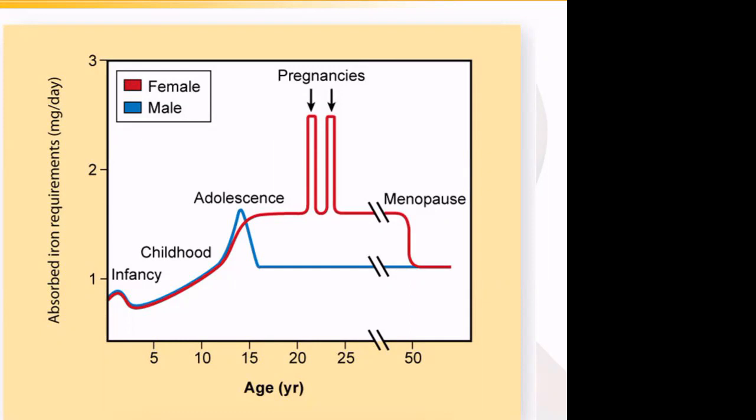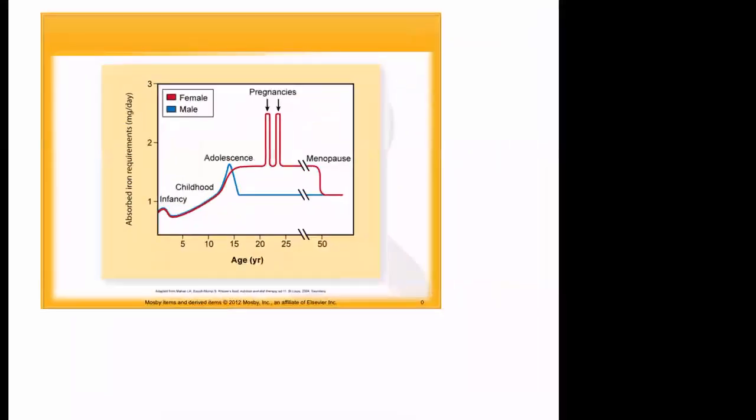But just a good overview of iron. What can happen is if their body is holding on to too much iron, if it's storing too much iron, that creates a condition called hemochromatosis. And that can actually store it in places like the liver, which can be damaging to the liver.